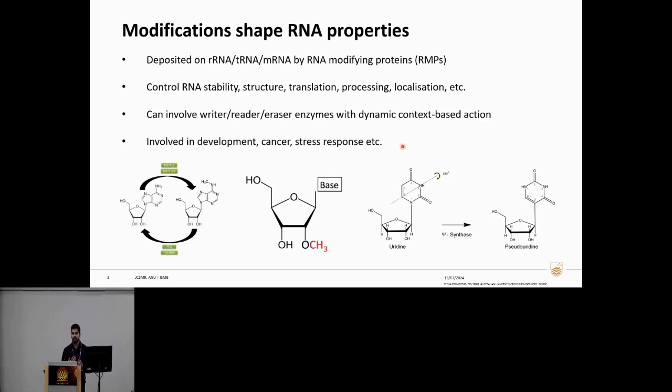The modifications can involve the writer, reader, or eraser enzymes. And these enzymes can have dynamic and context-based action, which is quite analogous to the epigenome. And it is no surprise that the modifications are involved in developmental processes, cancer, stress response, and many other biological and cellular processes, but also diseases.